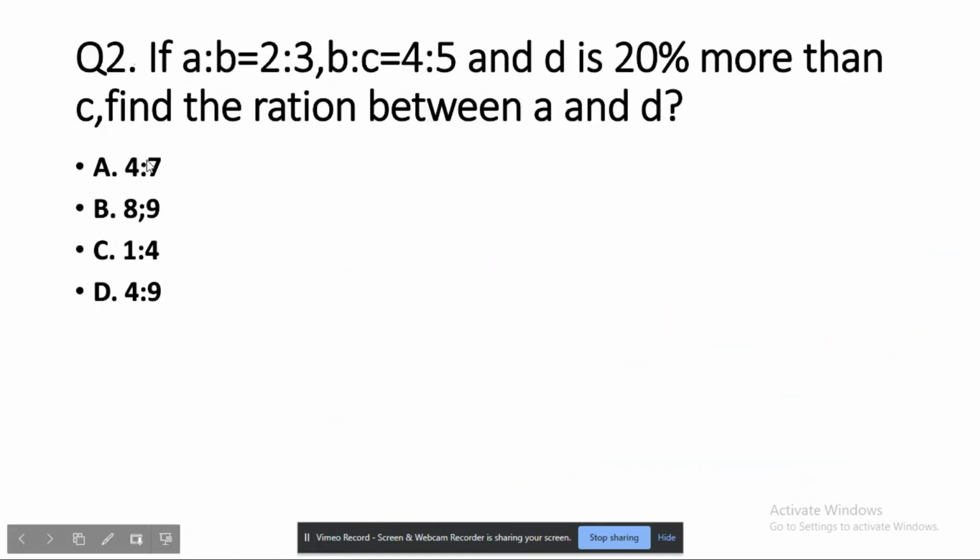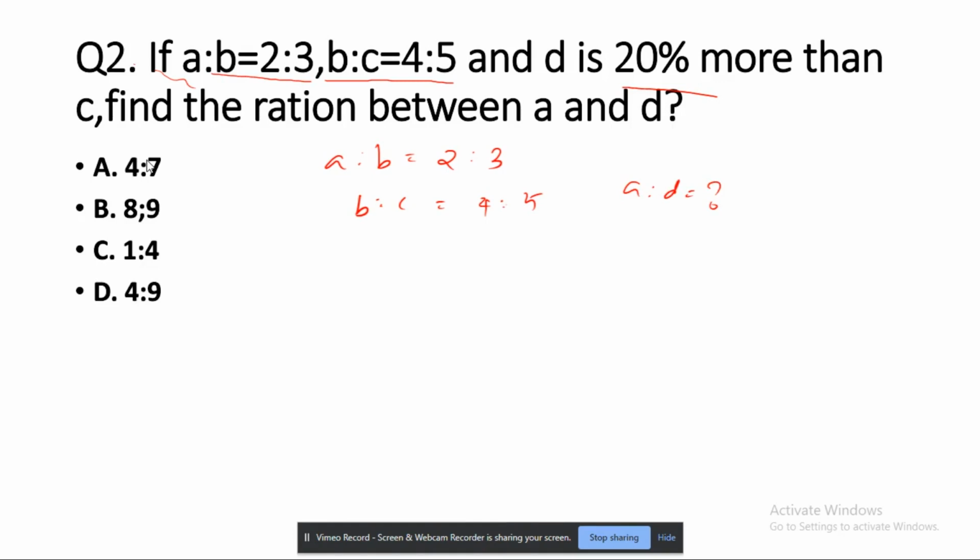If A is to B is 2 is to 3 and then B is to C is equal to 4 is to 5 and D is 20% more than C, find the ratio between A and D. So we can write A is to B is 2 is to 3 and B is to C is equal to 4 is to 5. So we have to find the ratio between A is to D. For doing that, we have to find ratio, that is A is to B is to C. First we have to find this.